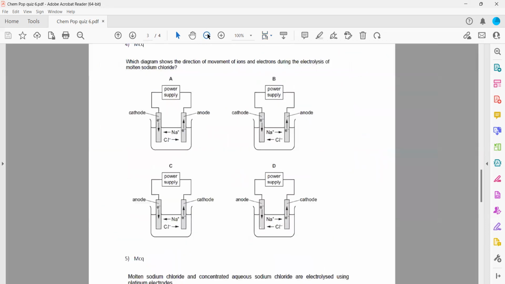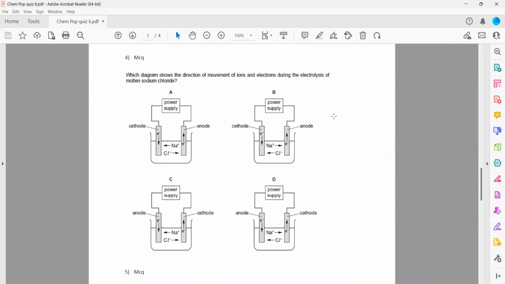Which diagram shows the direction of movement of ions and electrons in electrolysis? Look, when we have the electrodes, positive and negative, electrons will move out from the negative terminal towards the cathode, and electrons are attracted towards the positive terminal of the battery from the anode.